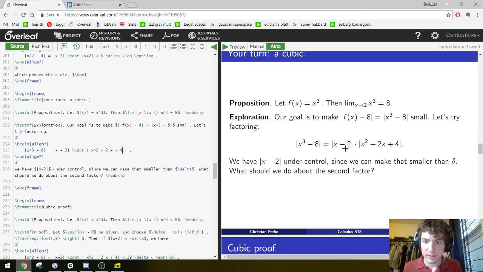Okay, so now we have the same problem as before. We're trying to prove that this product is smaller than epsilon. We can make the first piece small. You can make x minus 2 as small as you'd like. We don't know anything about this quadratic a priori at the beginning. So let's do the same trick. What starting assumption should we make in order to get a handle on the second factor?